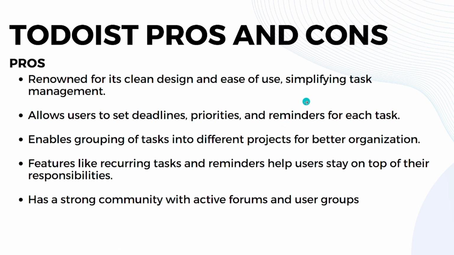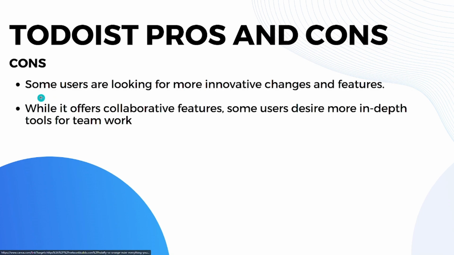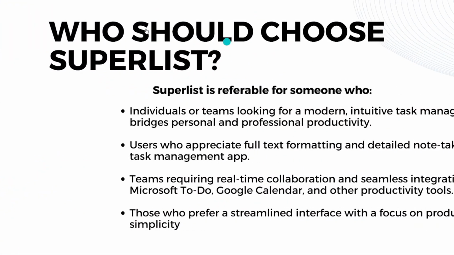And when it comes to cons, with Todoist, some users are looking for more innovative change and features. And while it offers collaborative features, some users desire more in-depth tools for teamwork. And yes, that's it for the pros and cons. So now let's go directly to which platform is the best for you. And let's start that by discussing who should choose Superlist.